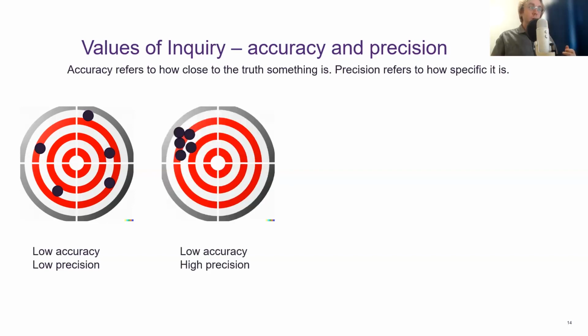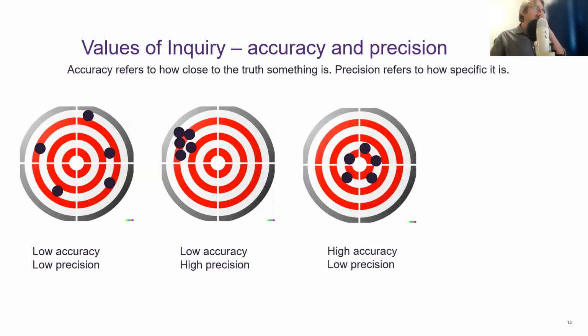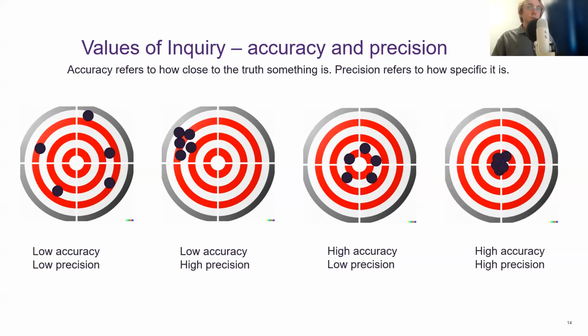If we've got low accuracy but high precision, we're not hitting what we're supposed to be hitting, but we're very clearly hitting one spot the entire time. So an example of that might be talking about the wrong topic, but getting that all right. We've got high accuracy and low precision, where you're more or less getting the center of it, but they're not really clustered in the way that they should be. You're getting the details wrong, the gist of it's right. And then we've got high accuracy and high precision, where you're hitting dead center and you're doing what you're supposed to be doing.